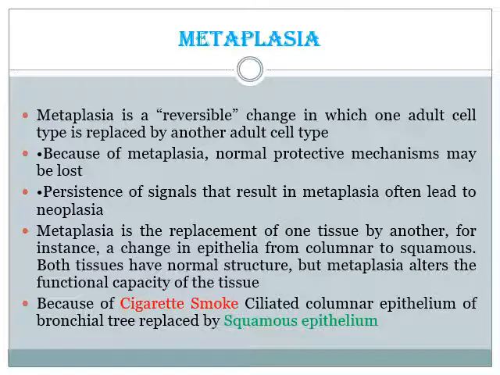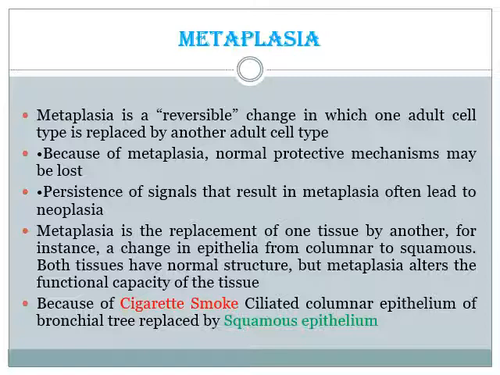Metaplasia. It is a reversible change in which one adult cell type is replaced by another adult cell type. Because of this, normal protective mechanisms may be lost. Persistence of signals that result in metaplasia often leads to neoplasia. So, metaplasia is the replacement of one tissue by another.